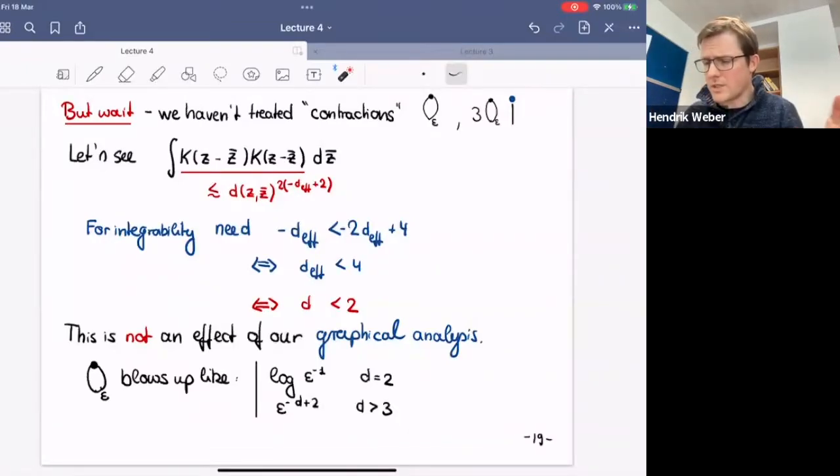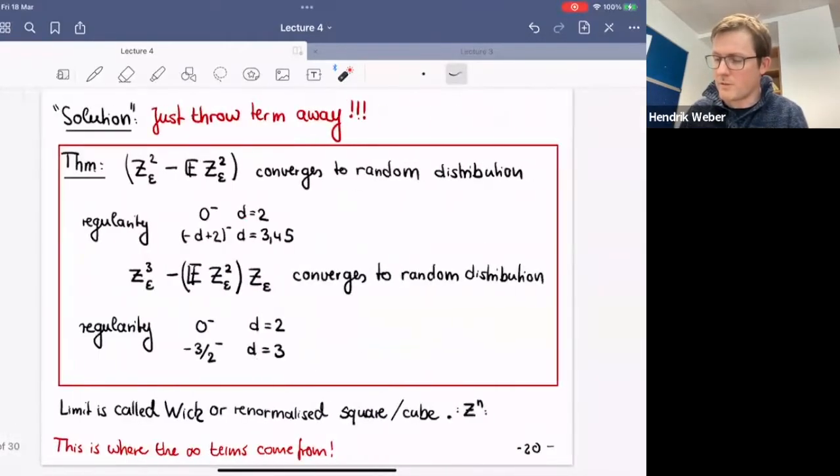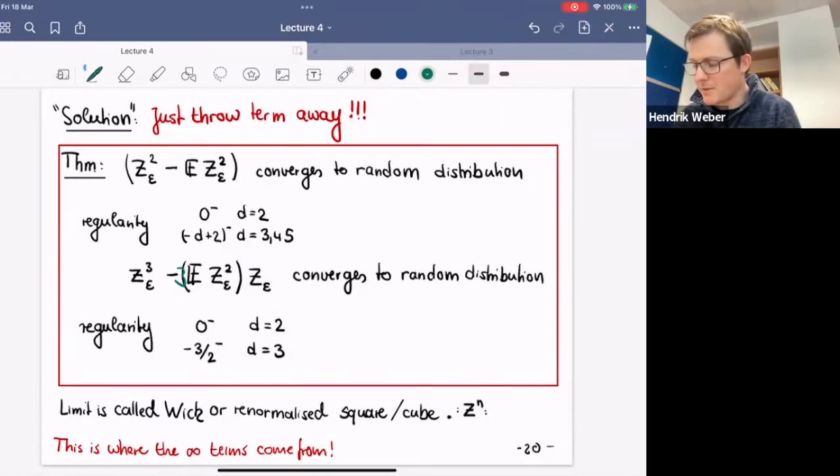And the solution, as you may not be surprised to hear, is we just trash these terms. So what we've basically proved is that we just throw these terms away. This thing alone wouldn't converge, but here's the counter term that you have to subtract. And then the difference of these things actually does converge to a random distribution of the correct regularity. And for the cube, there's this Wick counter term, and I should certainly write a 3 here, that converges again to the right thing in 3 dimensions. And the limit is called Wick order or renormalized square or cube of Zn. And this is indeed where these infinite counter terms come from. Sorry if I was going a bit quick on this analysis.